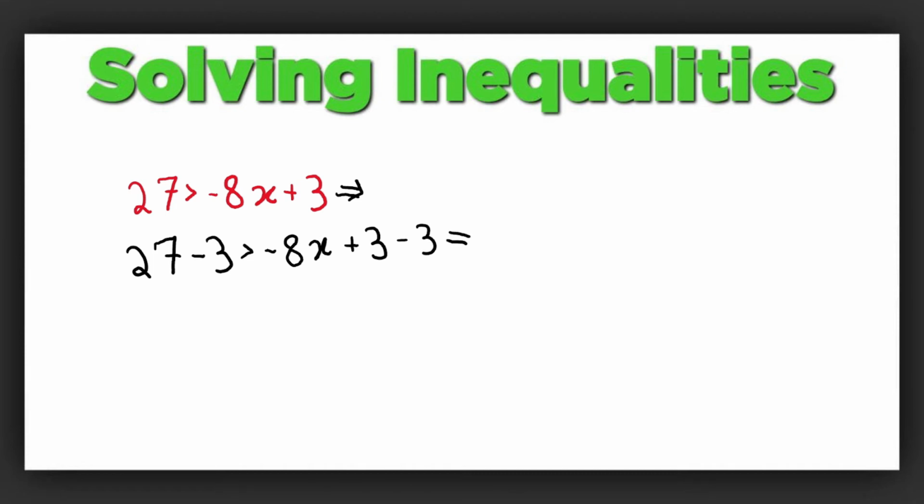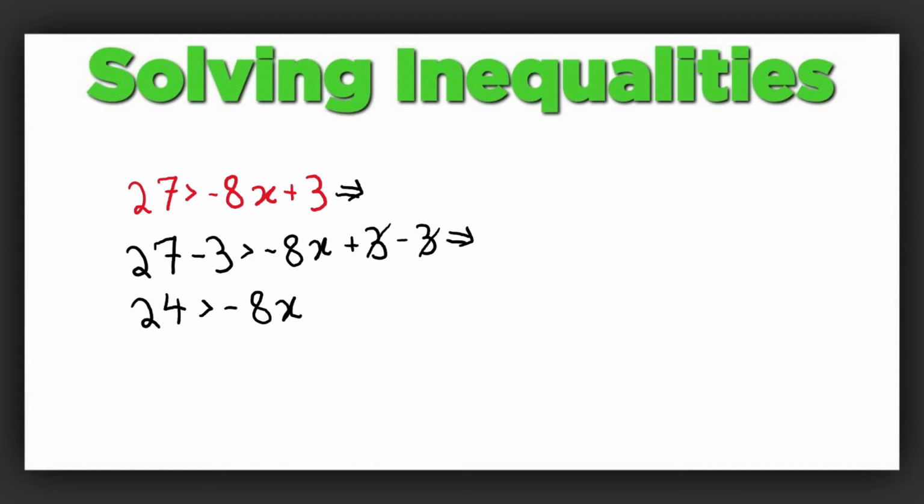Now we are going to simplify it further. 27 minus 3 is 24. We are going to keep the sign and we are going to keep negative 8x. 3 minus 3 is 0, so we are not going to write it anymore. We are going to cross it out. Now we are going to simplify it further.